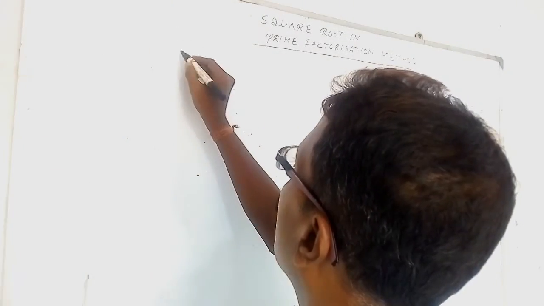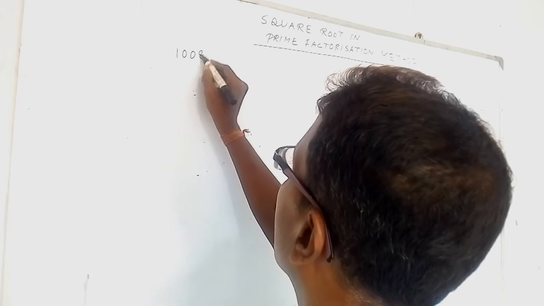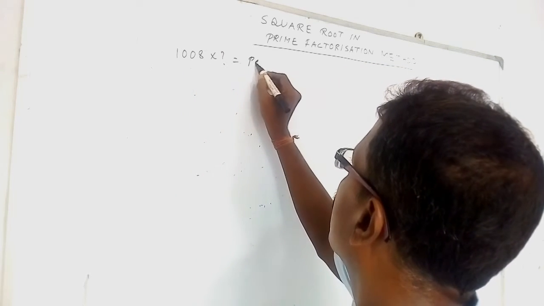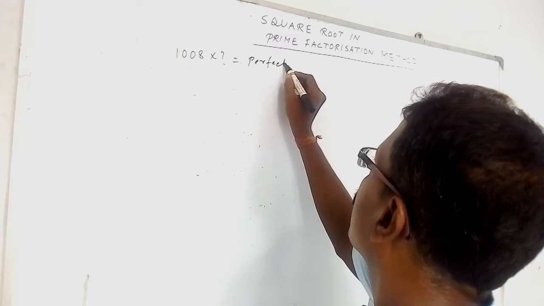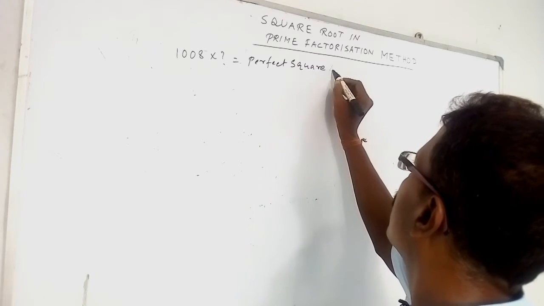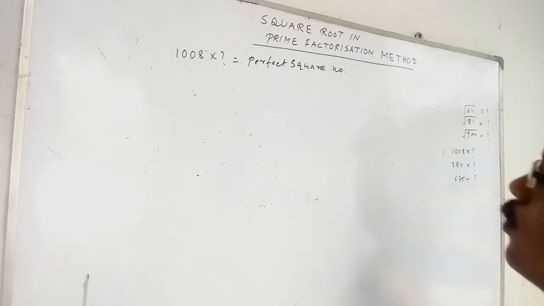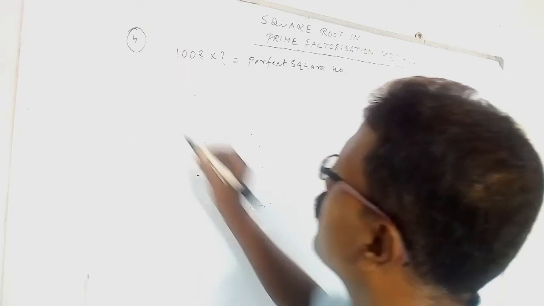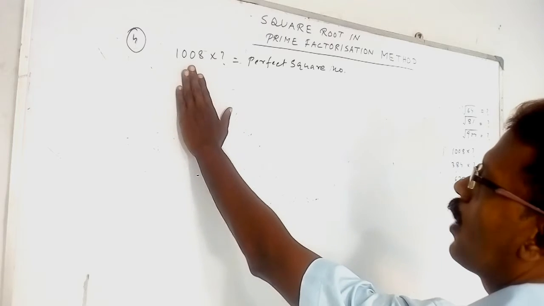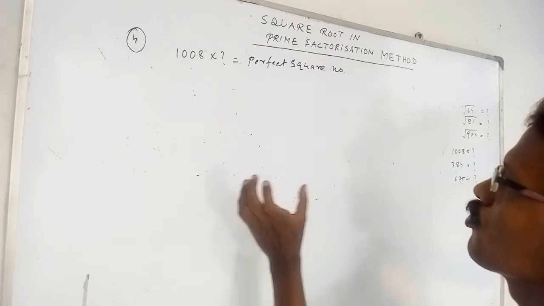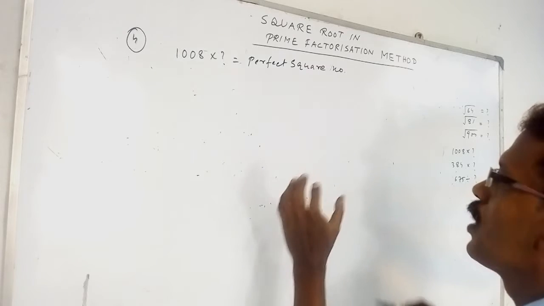What should be multiplied with 1008 to make it a perfect square number? So what is the process? The question is, what should be multiplied with 1008 to make it a perfect square number? So you have to start the process of prime factorization.